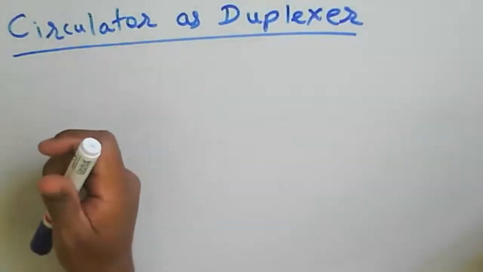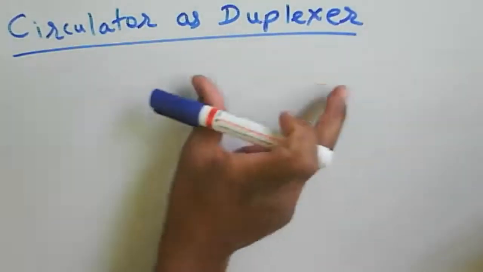Welcome to Radar System course. Today we will see a circulator as a duplexer.